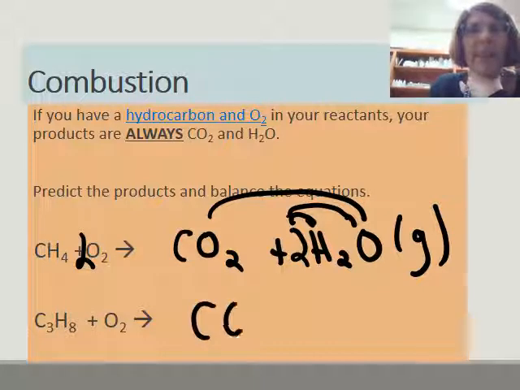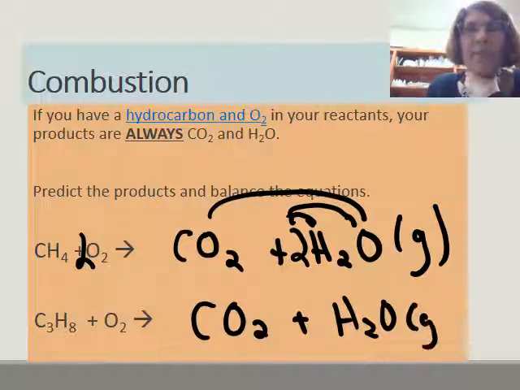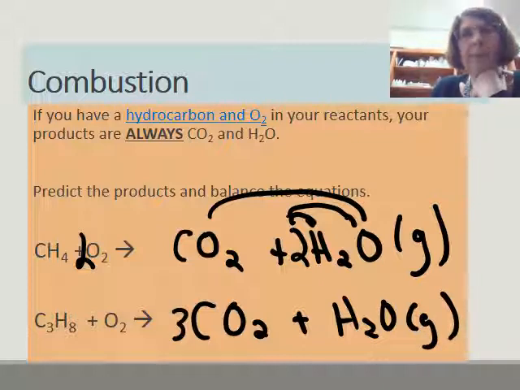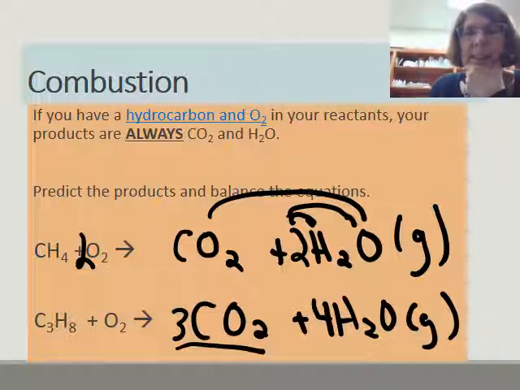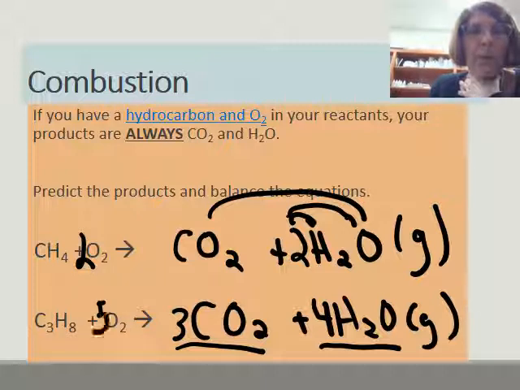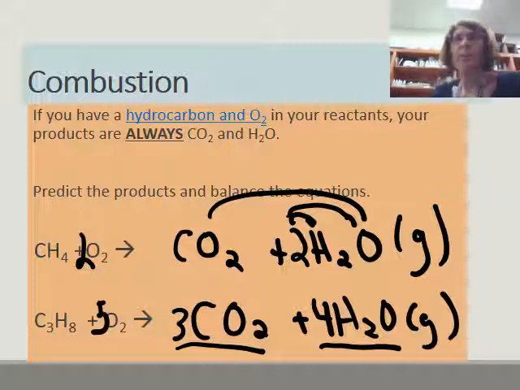All right. So again, CO2 plus H2O gas. We have 3 carbons, so I'm going to put 3 here. We have 8 hydrogens, so I'm going to put 4 there. So now we've got 6 oxygen plus 4 oxygen, which is 10. All I need to do is put a 5 here, and now I'm balanced.